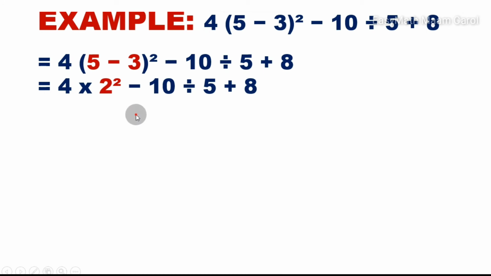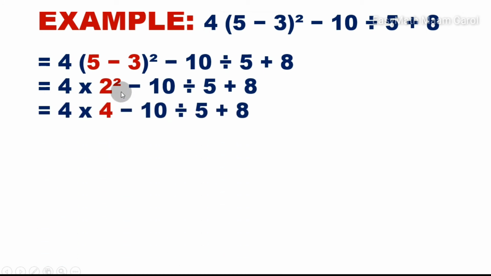So, ang susunod na letter dun sa PEMDAS ay E, which stands for exponent. So, itong red 2 squared na to would be the next operation that we are going to evaluate. So, hindi natin gagalawin yung multiplication dito at saka yung division doon. So, unahin muna natin yung exponent. So, we have to get rid of the exponent.